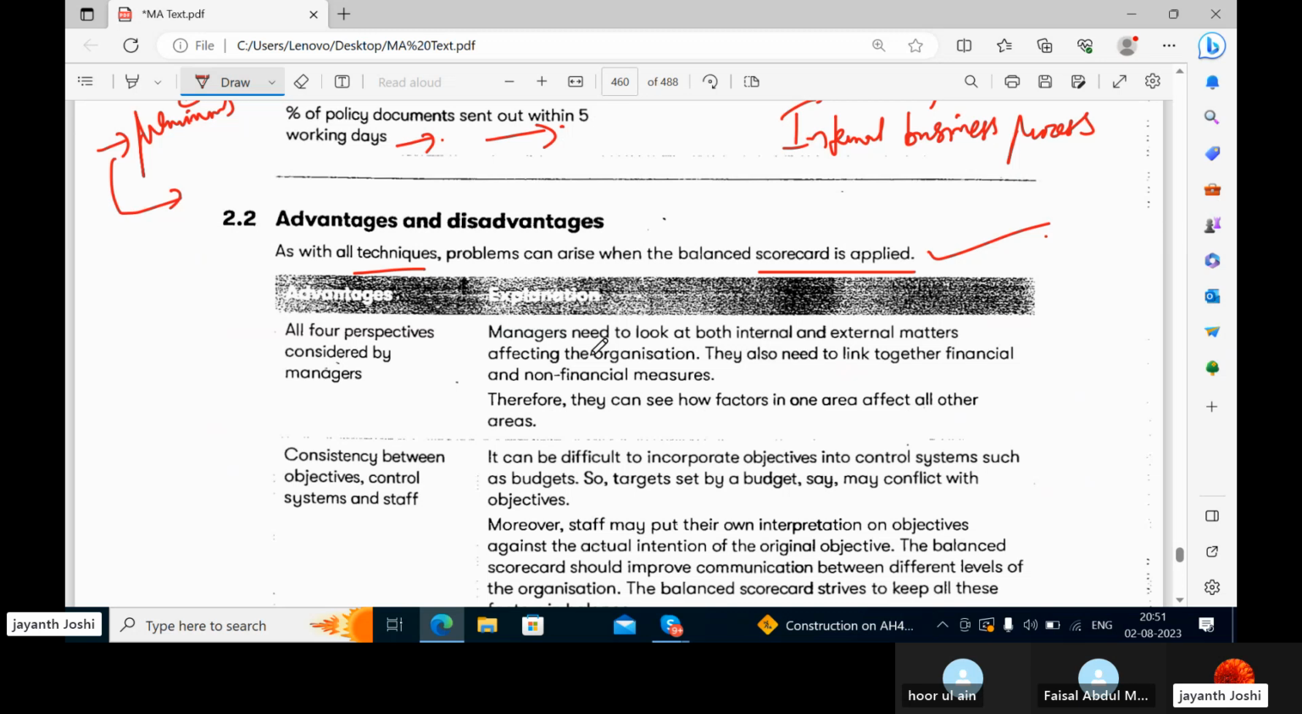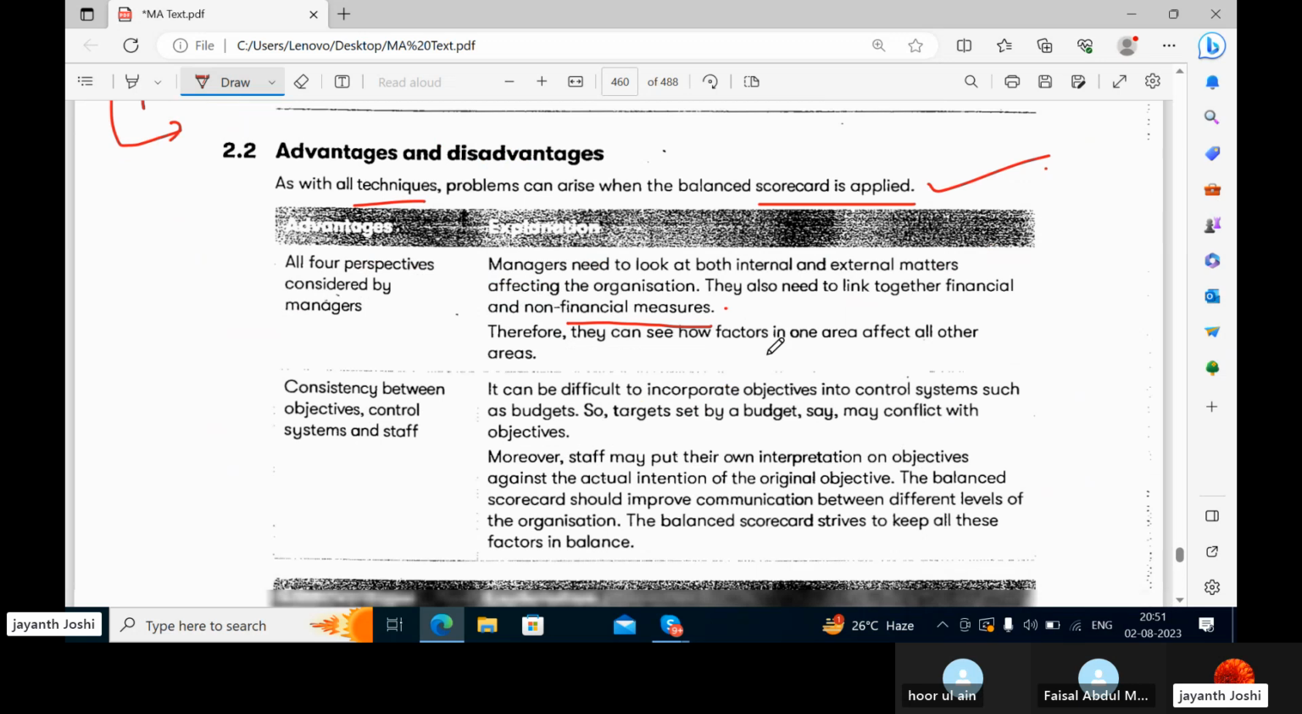So the advantage here is because of balance scorecard, all the areas, both internal and external matters affecting the organization, are looked upon. They also need to link together financial and non-financial measures. Therefore, they can see how factors in one area affect all other areas. That means if quality is given a lot of importance, if the customer is satisfied, he may come to the business again and again, and the business repeats, and the profits also can be earned. So this is what one area is impacting another area.